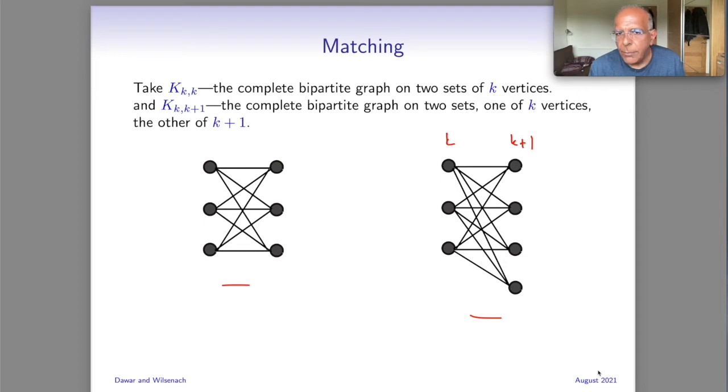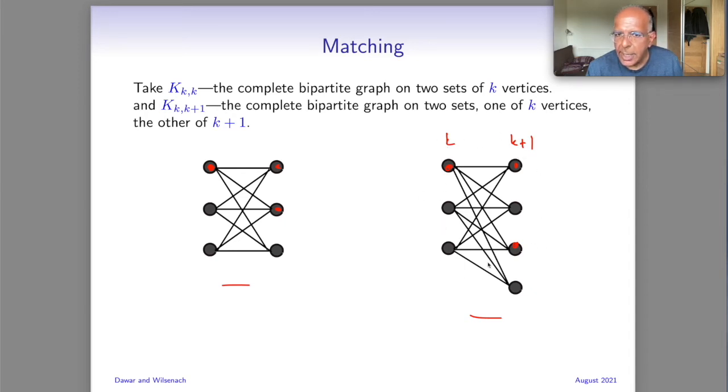But now again, duplicator has an obvious winning strategy. Whenever spoiler plays on an element over here, choose an element over here. Whenever spoiler plays on an element on the right, choose an element on the right. If spoiler plays over here, you play over here. The point is that whenever two elements are on opposite sides of this bipartition, there's an edge between them. Whenever they're on the same side, there isn't, and that adjacency is preserved over here.